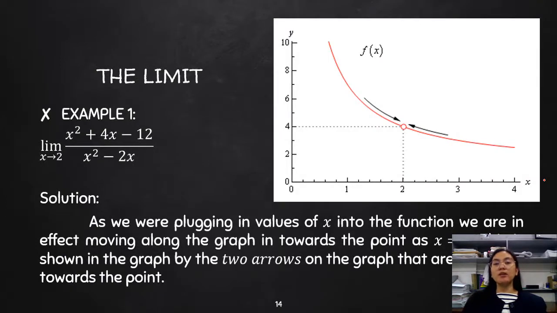And as we are plugging values of x into the function, we are in effect moving along the graph towards the point as x is equal to 2. So, yung arrows dyan, pinapakita niya lang na as you try then to put in or plug in values that is very close to the number 2, yung arrows natin is magko-coincide po dun sa number na 4.